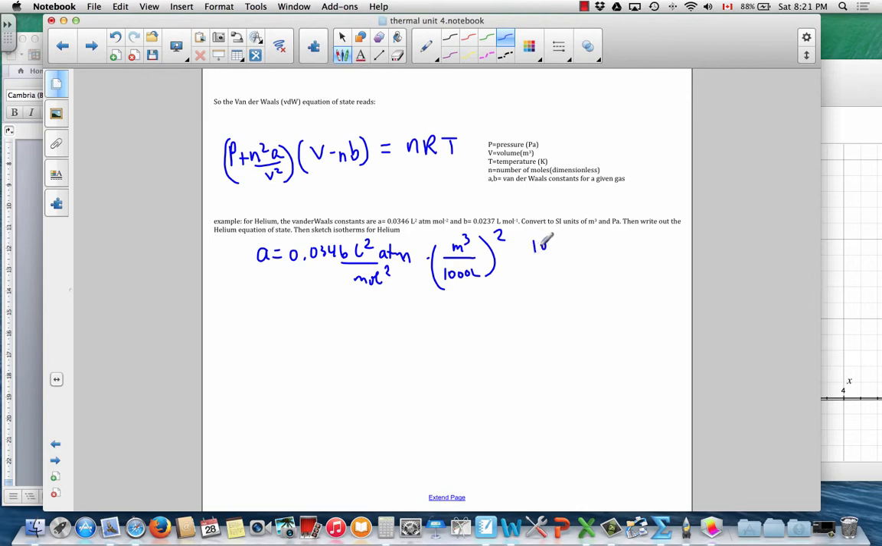101,325 pascals is atmospheric pressure, is 1 atmosphere. So this is the a constant. And if you work this out, it ends up being 3.50 times 10 to the minus 3. And the units are pascal meter to the 6 per mole squared.